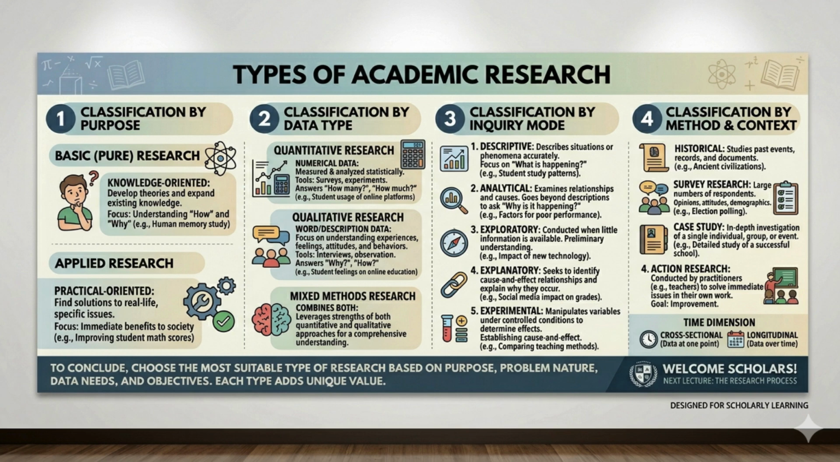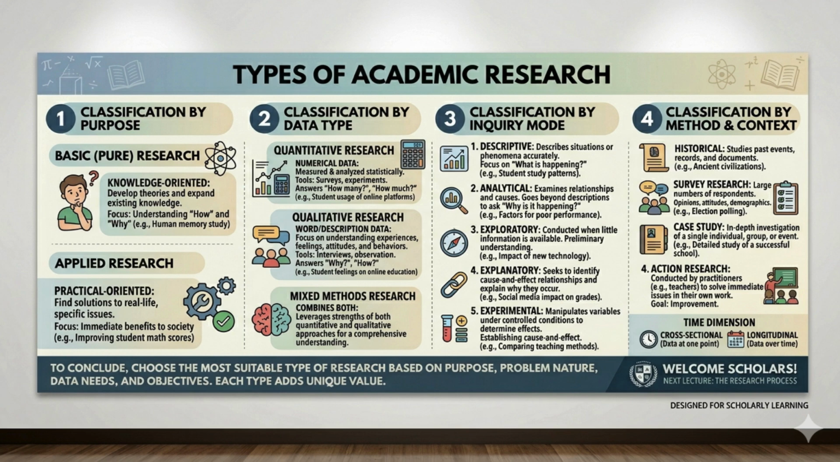Another important type is quantitative research. The word quantitative comes from the term quantity, meaning numbers. Quantitative research deals with numerical data that can be measured and analyzed statistically. Researchers use surveys, questionnaires, tests, and experiments to collect numerical information. For example, if a researcher wants to know the percentage of students who use online learning platforms, data can be collected from hundreds of students and analyzed.